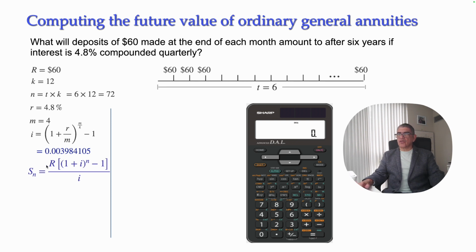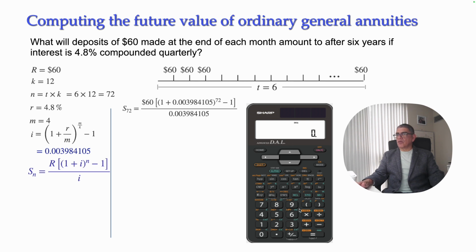Let's do it. So let's see the formula of the future value. To compute the future value, the only thing that we need to do is just make a substitution. Substitute every value that we have in the formula. So we're going to have something like this. The future value after 72 payments is this. So I have to just make a substitution of everything in the formula, and then use the calculator.